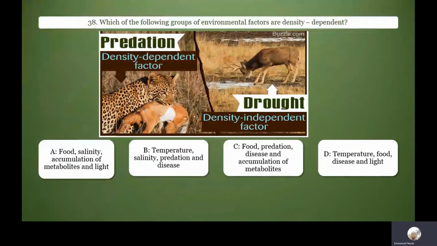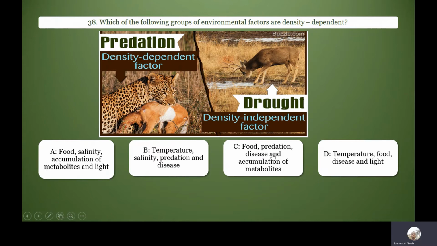Go to the next one. Which of the following groups of environmental factors are density dependent? Density dependent factors have to do with the population size, the density of the population. They are usually biotic factors. So the correct option here is C.